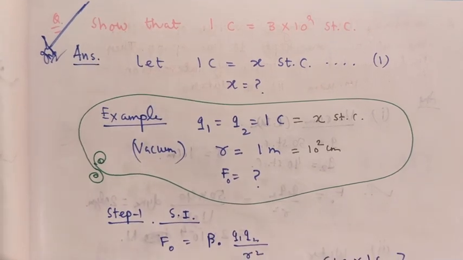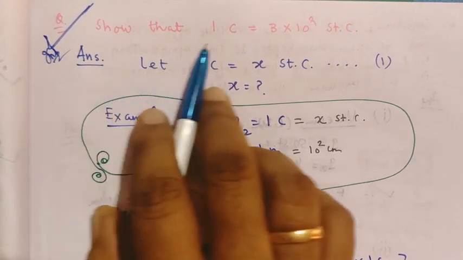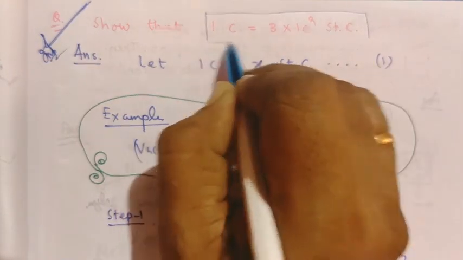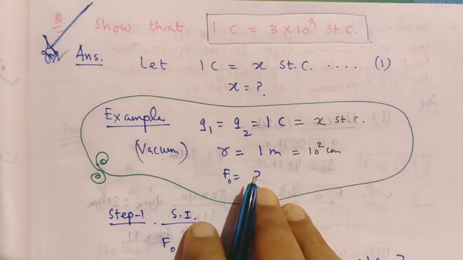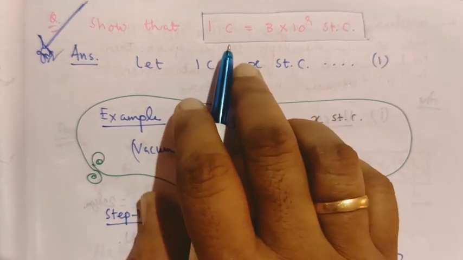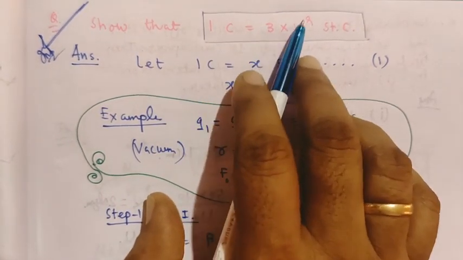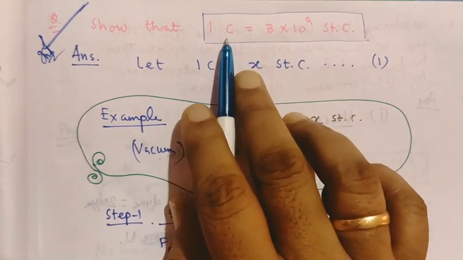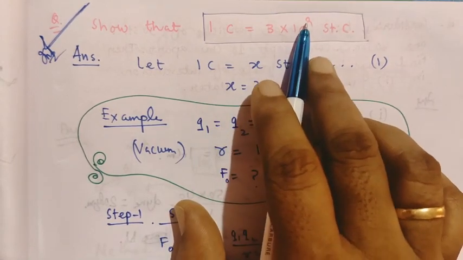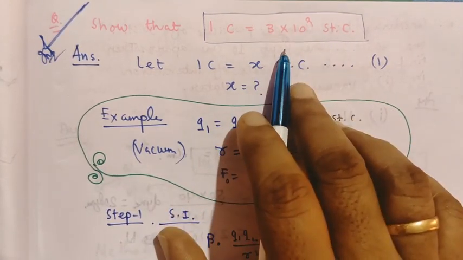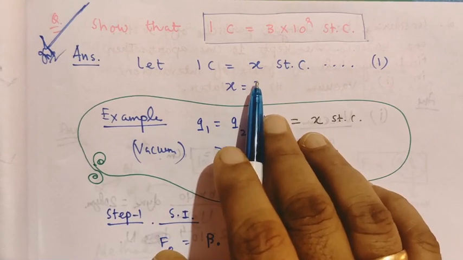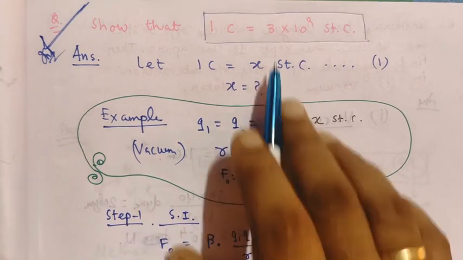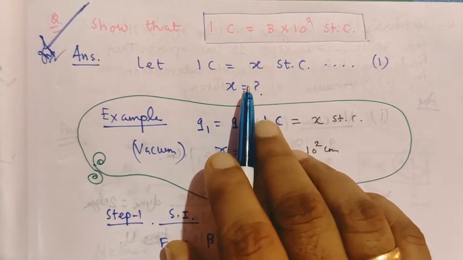And this problem is very important. The question is asked that you have to prove 1 Coulomb is equal to 3 into 10 to the power 9 stat Coulomb. In the introduction class, I told you that 1 Coulomb is equal to 3 into 10 to the power 9 stat Coulomb. Now, we have to prove this. How does 1 Coulomb become 3 into 10 to the power 9 stat Coulomb? This is a very simple calculation. You feel that we will do it in the exam, but in the exam, students feel difficulty while solving how to prove this. It is a very simple technique.